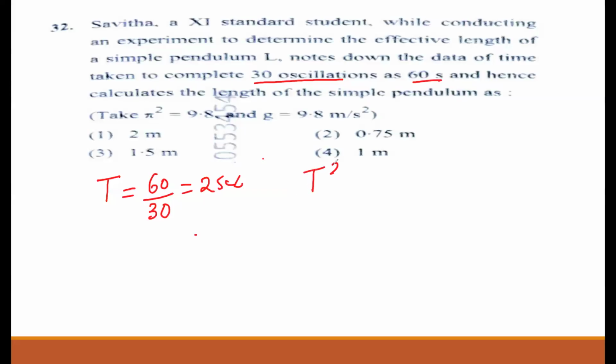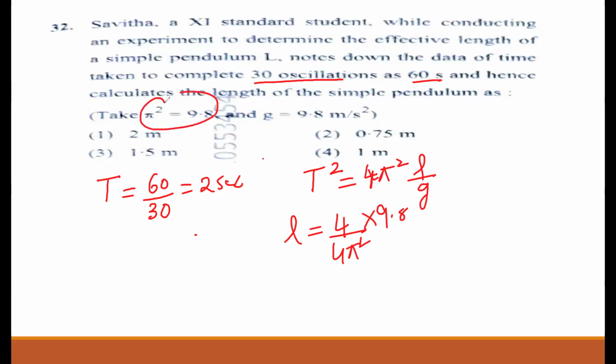So T square is equal to 4 pi square into L by g. So L would be T square, that is 4, by 4 pi square into g, which is 9.8. But they said to take pi square as 9.8. So 9.8 and pi square cancel, 4 cancels. So the answer would be 1 meter here. Okay.